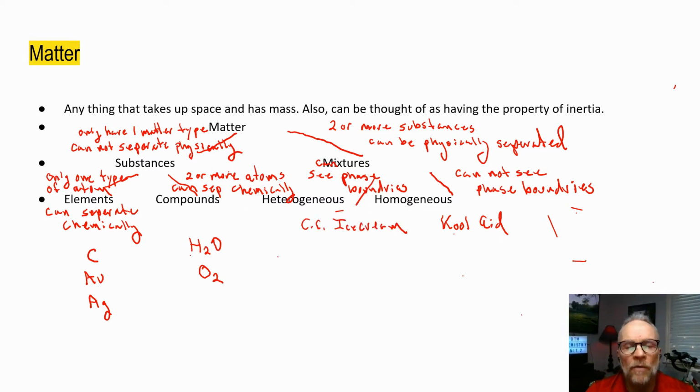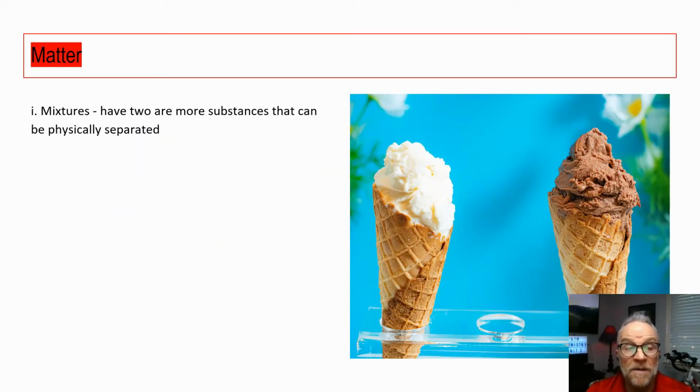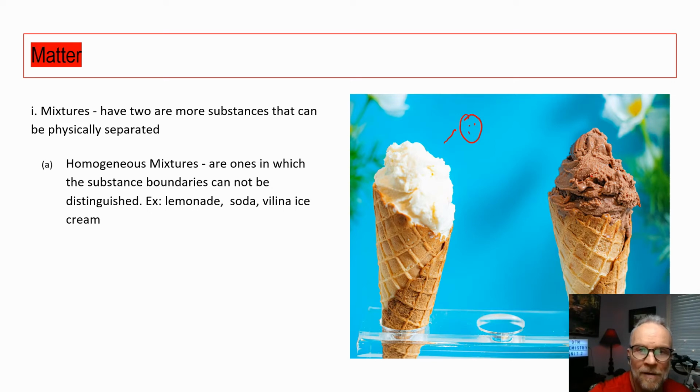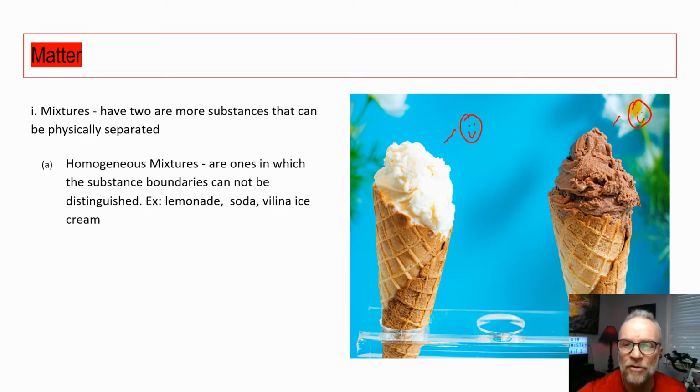That gets us started on this whole subject, so let's take each one of these components separately and talk a little more about them. The first thing we're going to talk about is the mixtures that we just highlighted. Mixtures have two or more substances that can be physically separated. Homogeneous mixtures are ones in which the substance boundaries cannot be distinguished. Examples are lemonade, soda, and vanilla ice cream. Here we have some yummy vanilla ice cream. Chocolate would also be an example of a homogeneous mixture.